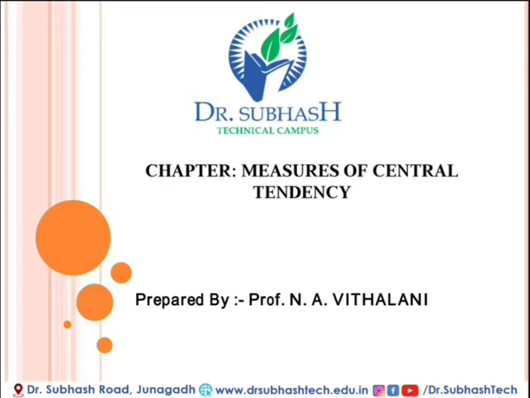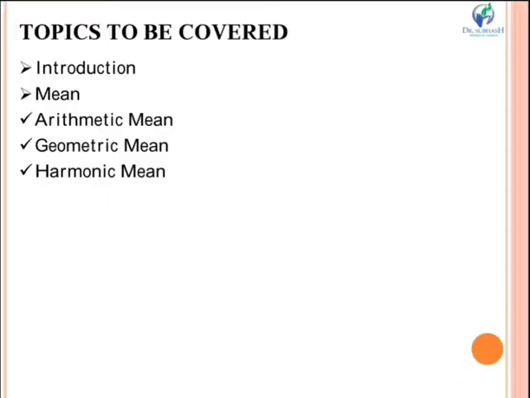As a part of our subject, we will study the chapter Measures of Central Tendency. This chapter includes mean, median and mode. But in this particular lecture, we will discuss the introductory part of measures of central tendency, and we will discuss mean and its different types, that is arithmetic mean, geometric mean and harmonic mean.